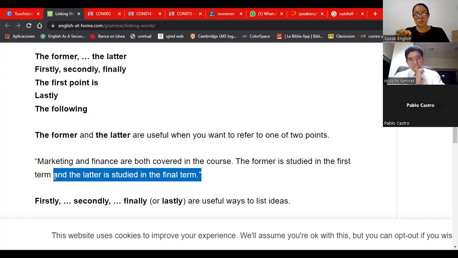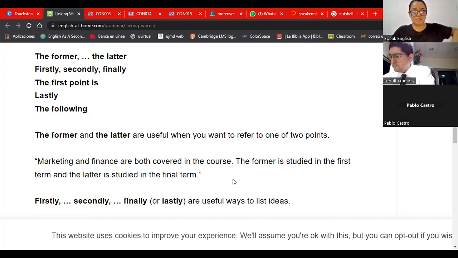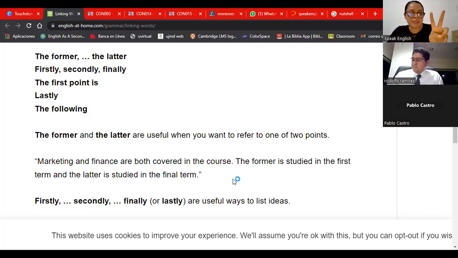So in the previous sentence, you talked about two topics, the names of two things. And you use the former and the latter when you want to talk about those things that you already mentioned. Clear? Pablo, one more time. Read this sentence, please. Marketing and finance are both covered in the course. What are the two topics that we are talking about in this sentence? Marketing and finance. Okay, two topics. Continue reading.